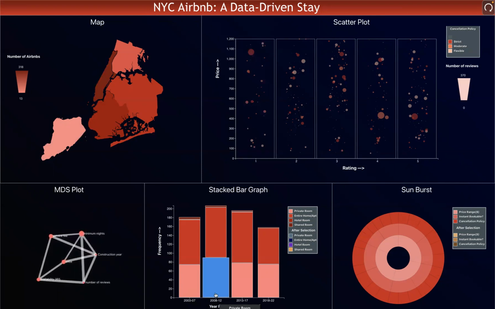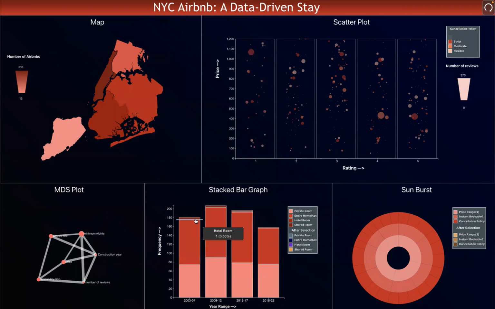Next up is a stacked bar graph. So we have shown the construction year versus the frequency. Each bar is stacked with the room types, showing what rooms are available for the Airbnbs that were created in that particular year range. And these are mapped with the percentage, like how many rooms are available for that particular construction year.